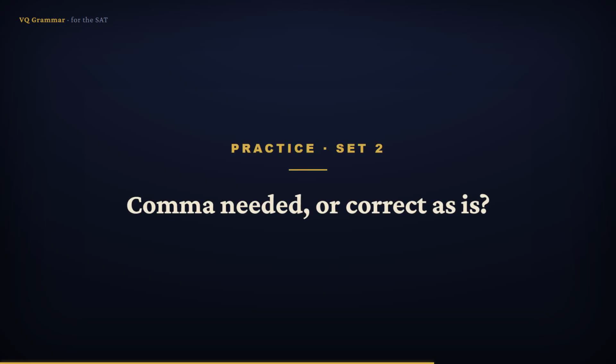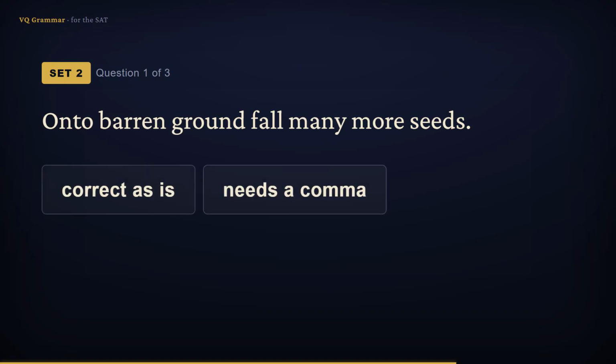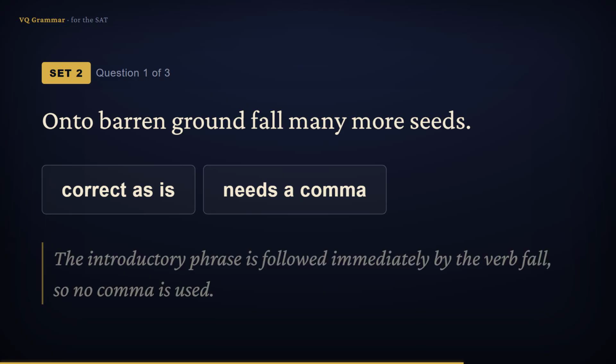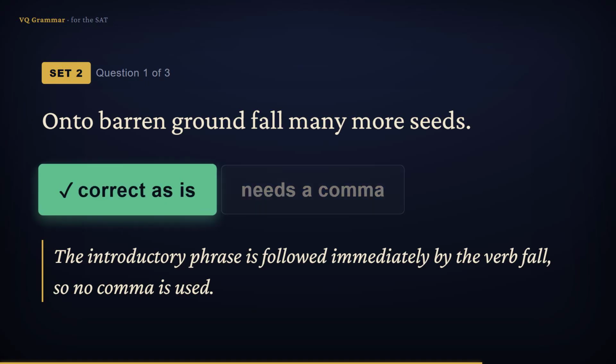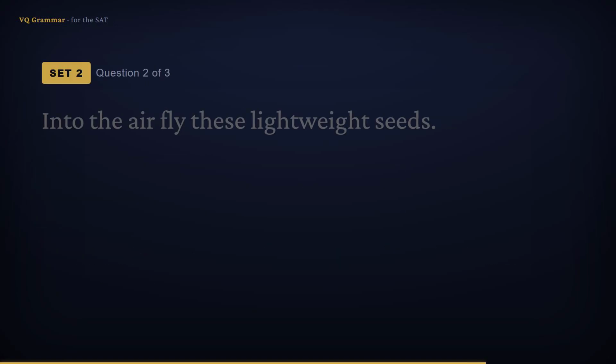3 more. This time, decide whether the sentence needs a comma after its opening, or is already fine because the verb follows. Pause and try each. On to barren ground fall many more seeds that will not germinate. The opener, on to barren ground, runs straight into the verb fall, so no comma. So the answer is correct as is.